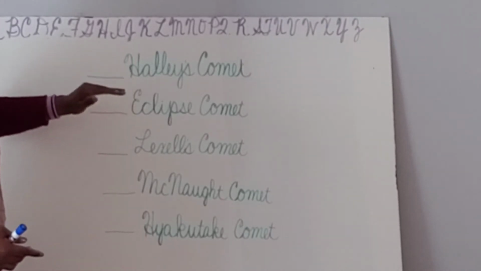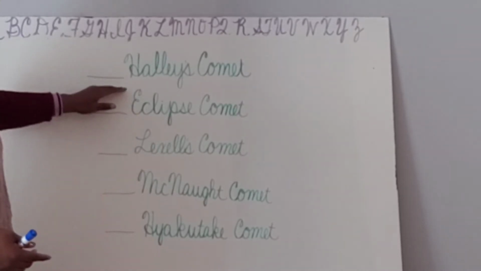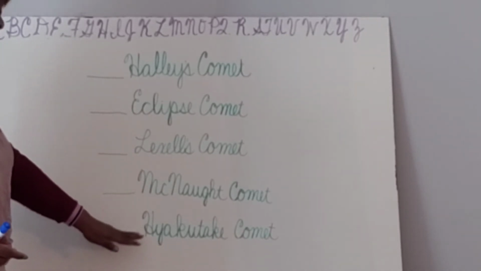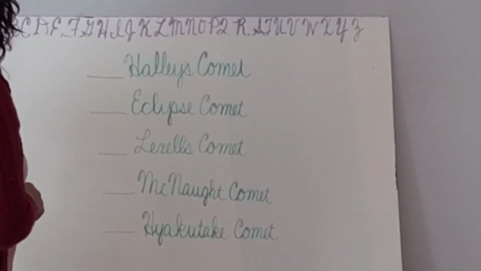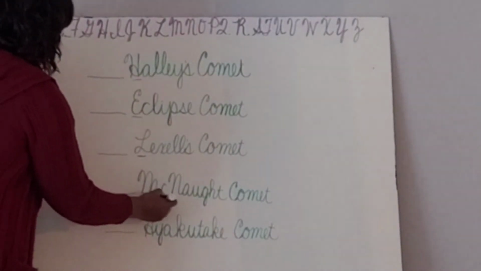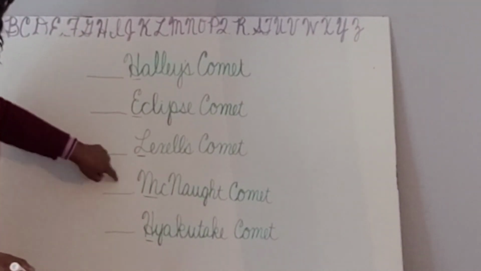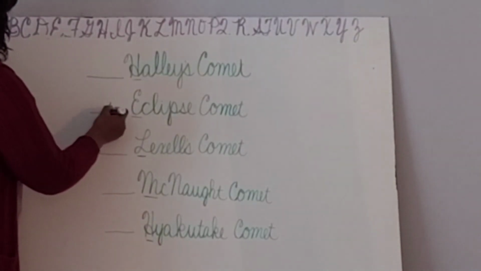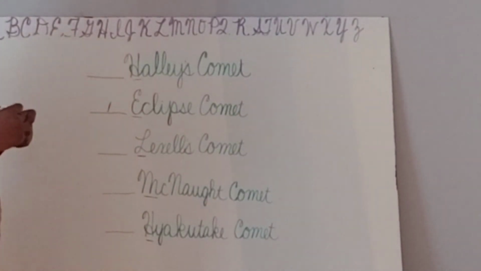So we have to look at the first letter in each word to see which one comes first. So we've got Halley's, Eclipse Comet, Lexel's Comet, McNaught Comet, and Hyakutake Comet. Whew. So if you need to, like I said, underline that first letter and then go down your alphabet. A, B, C, D, E. There we go. E. That's our very first one because there was no A, no B, no C, no D. E would be our first one, Eclipse Comet.